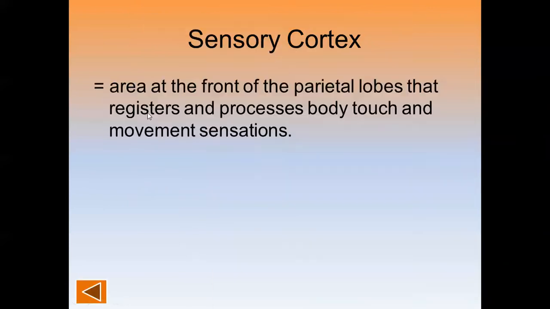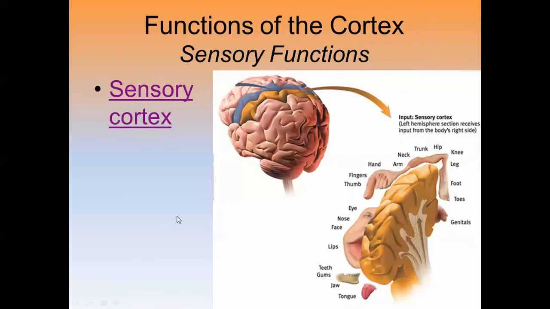The sensory cortex is a region at the front of the parietal lobes, and it registers and processes body sensations. And the most sensitive body parts require the largest amount of space in the sensory cortex. So input here from the sensory cortex, the left hemisphere section receives input from the body's right side. So when you feel something on your body's right side, your left hemisphere is processing that. And when you need your right hand to do something, your left hemisphere is telling you to do that.